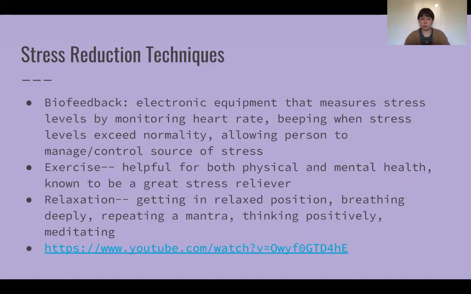So stress reduction techniques: biofeedback machines are used by people who have heart disease. It's electronic equipment that measures stress levels by monitoring your heart rate, and it beeps sometimes when your stress levels exceed normality, which allows the person wearing it to manage or control their source of stress so they can not be stressed anymore. Exercise helps a lot. It's helpful for both physical and mental health, and of course it's known to be a great stress reliever.